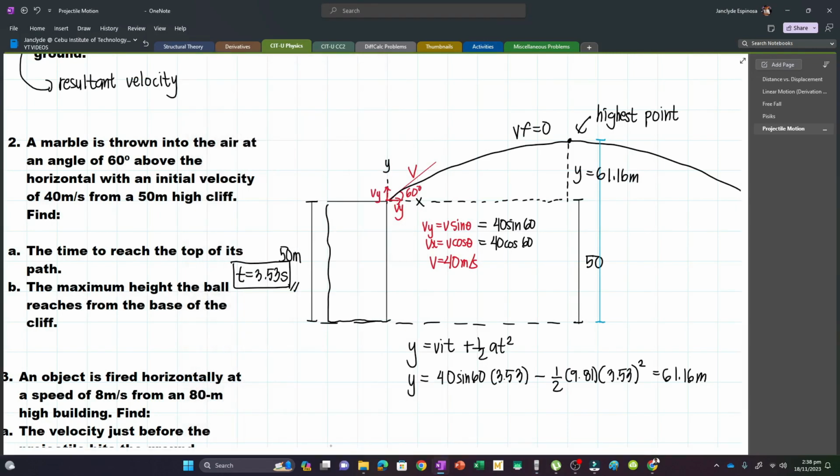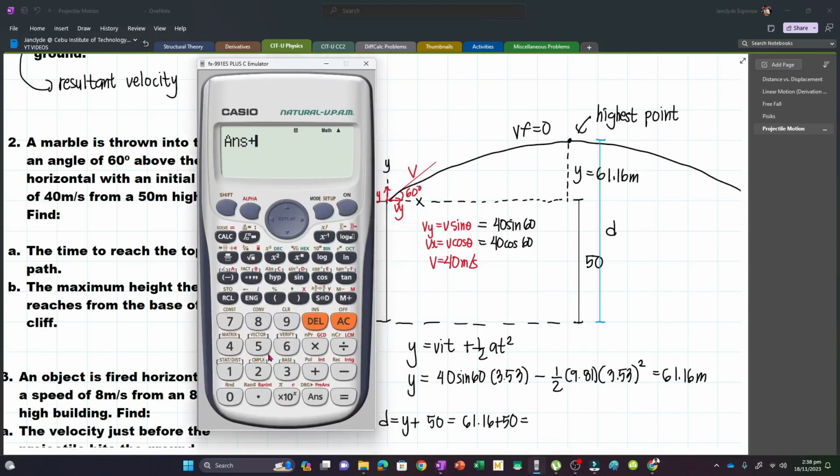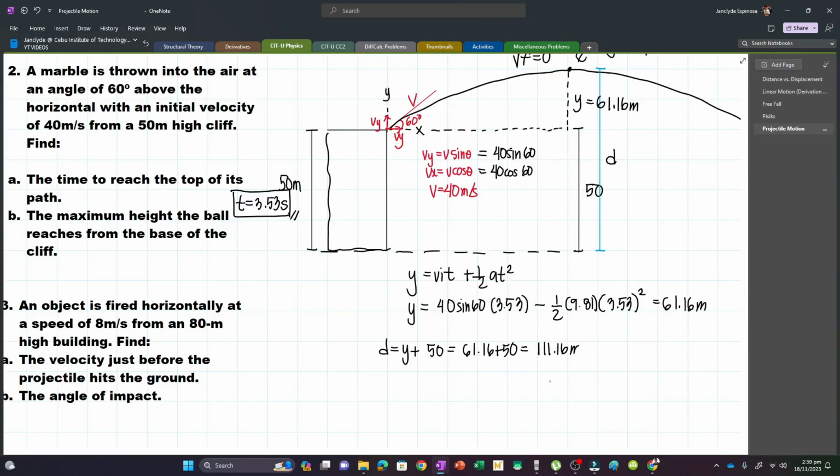And so, the total distance, this blue distance, let's just label that as d. Again, d is equal to y plus 50. So we get 61.16 plus 50, and that will be 111.16. So that is the answer.